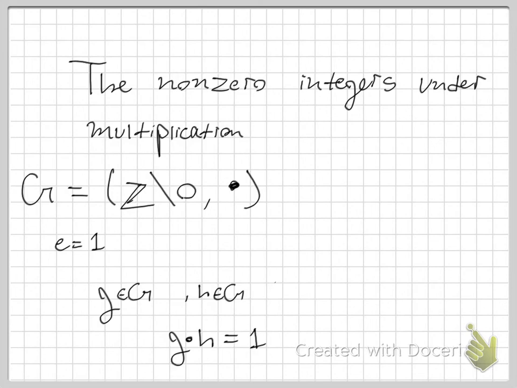That's not true here. Let's take any integer. Let's take 5, right? The inverse of 5 is 1 over 5. 1 over 5 is not in the integers. And that's why this one is not a group.